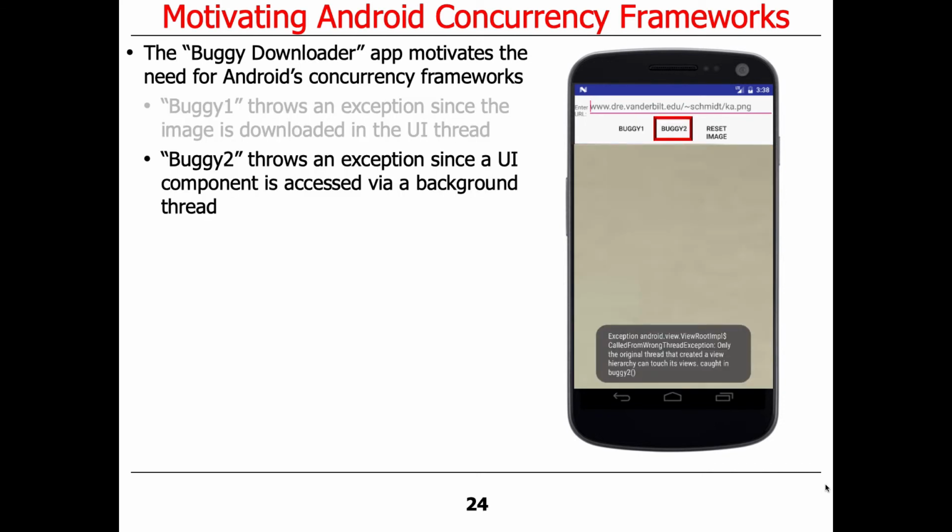Buggy 2 also throws an exception because what it's trying to do here is have a background thread access a user interface component. These are not the world's most enlightening exception messages, but basically it says only the original thread that created a view hierarchy can touch its views. What the heck does that mean? Well, what that means is that you tried to have a background thread work on a UI toolkit component, a view object, and it doesn't let you do that.